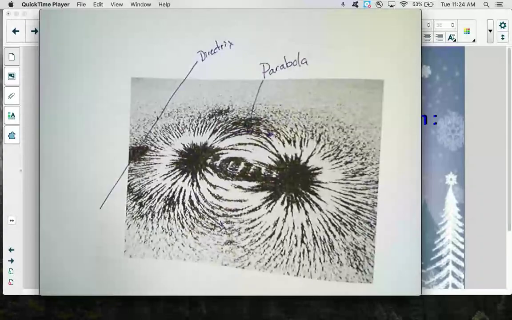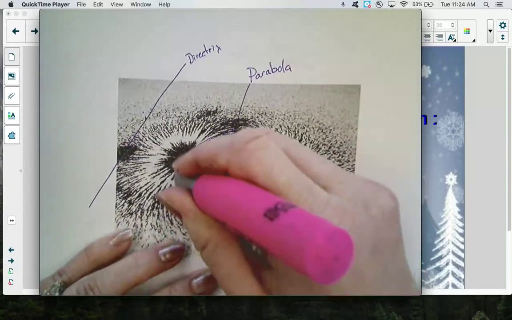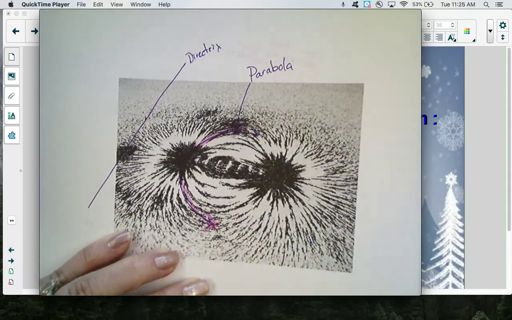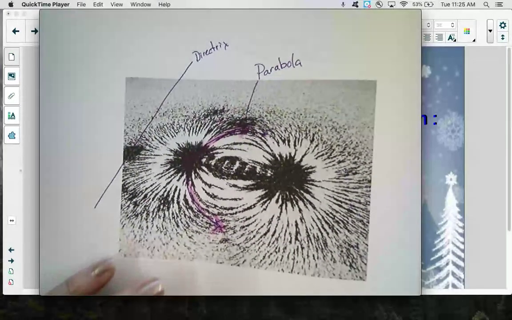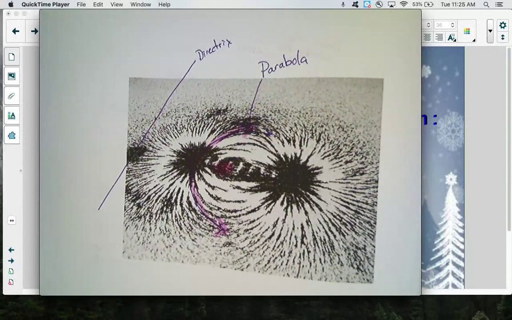Let me get a marker so that will show up better for you. So there's my vertex. That didn't show up any better. And the point it's bending around would be the focal point.